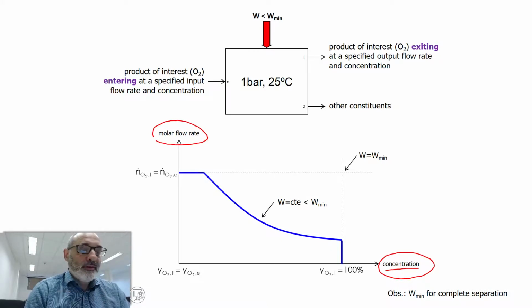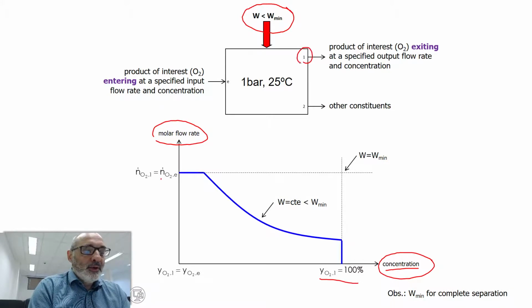Okay, so if the amount of work injected, let's reason like this, is equal to the minimum separation work, I get what? I get 100% of O2 at exit number 1, and the input flow rate is equal to the oxygen flow rate at exit number 1, okay?